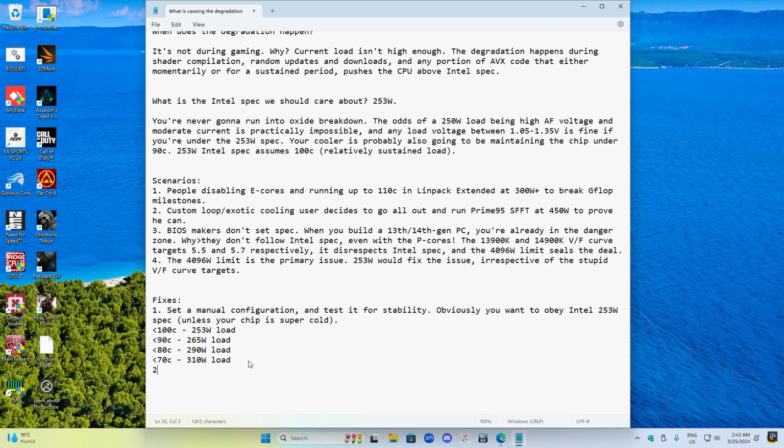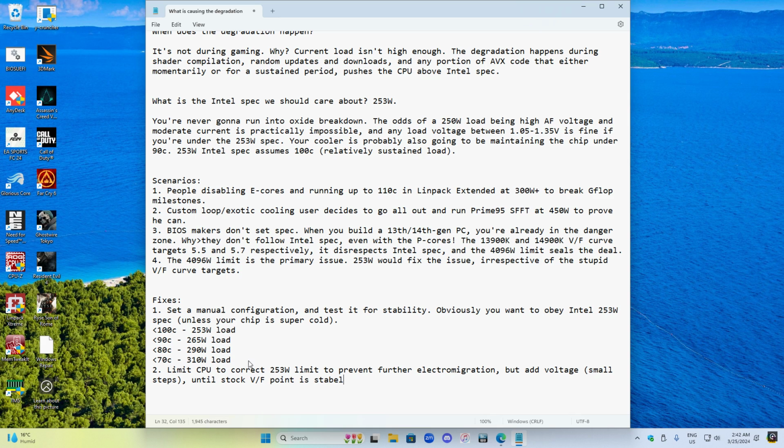And then option two would be to limit the CPU to the correct 253 watt limit to prevent further electromigration, but add voltage in small steps until the stock VF point is stable.